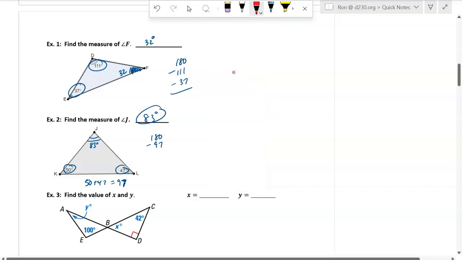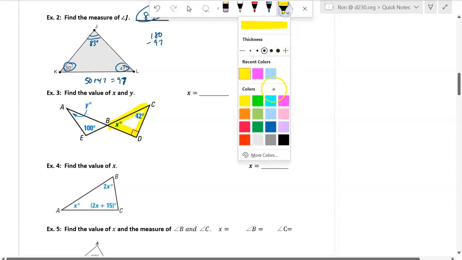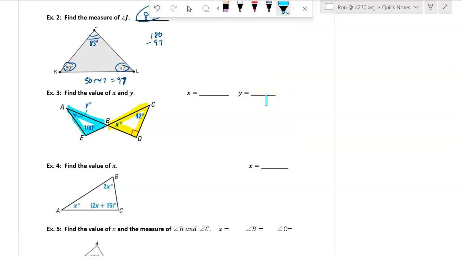Okay, so let's look at the next example. Once we put multiple triangles here, you have one triangle here and another triangle here. So I can use the yellow triangle to find x. If I take 42 and 90, that gives me 132. So 180 minus 132 tells me that that's 48 degrees. Now, if this is 48 degrees, these are vertical angles, so I know they're congruent. So this is 48.